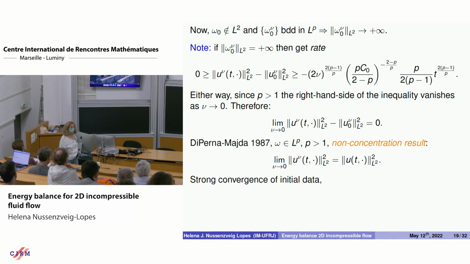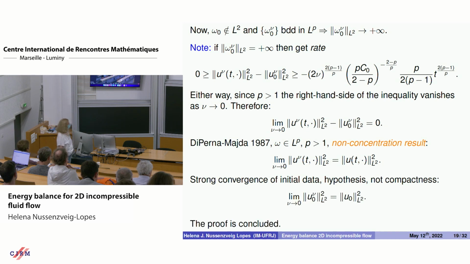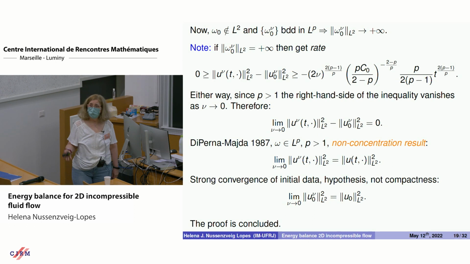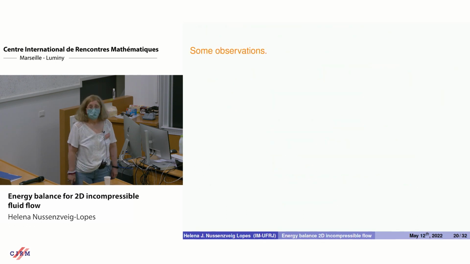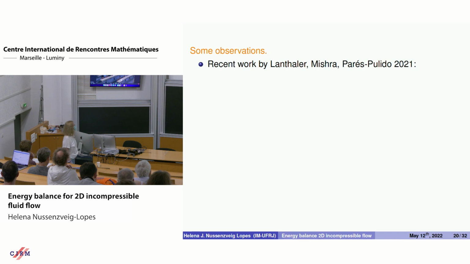And you put that together with our assumption of strong convergence of initial data, and you conclude the proof. This concludes the proof. With this, you have just shown that the L2 norm at time t of the inviscid solution is equal to the L2 norm of the initial inviscid data. Okay, let me make some observations.